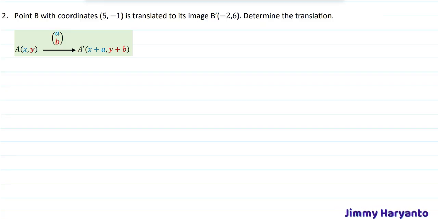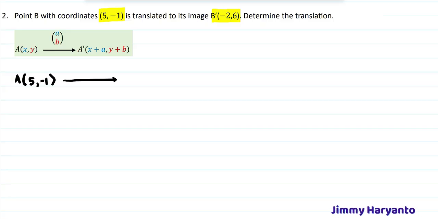Okay, next is question 2. For question 2, the original point is already given, which is 5, -1, and the image of the point is also given, -2, 6. This time the question wants you to find the translation. Do not worry, even though the question asks you something else, the method is still the same. So we'll use the formula. A is 5, -1. Let's rewrite the formula first like this, with a and b for the translation, and the image B prime is -2, 6.